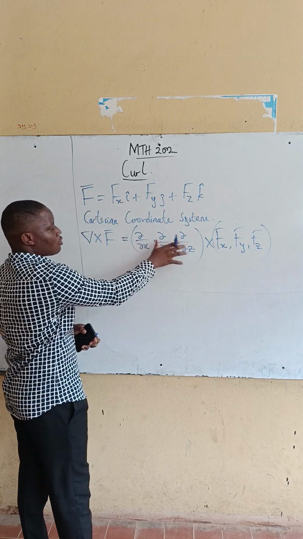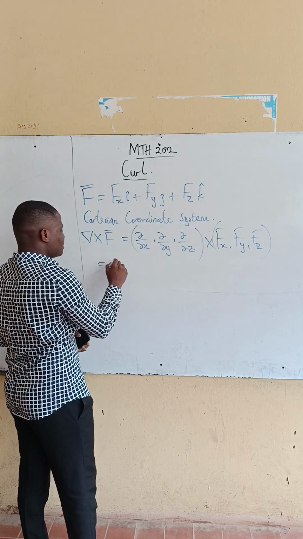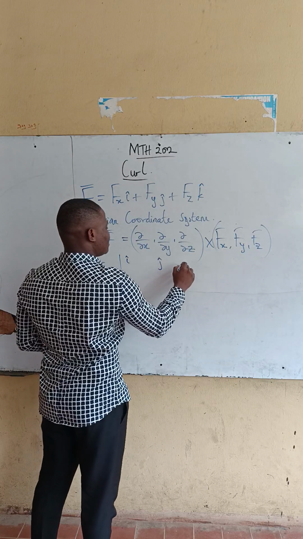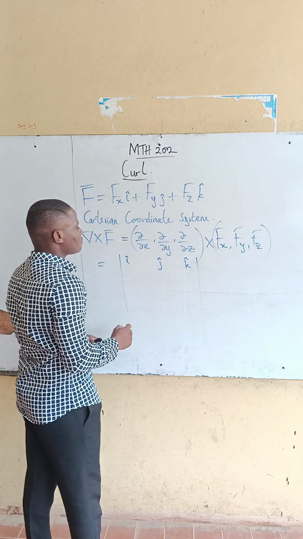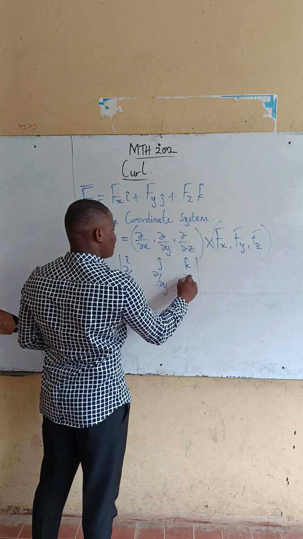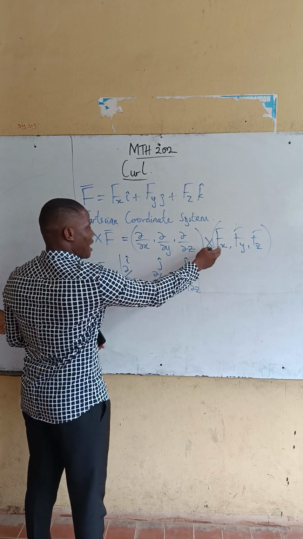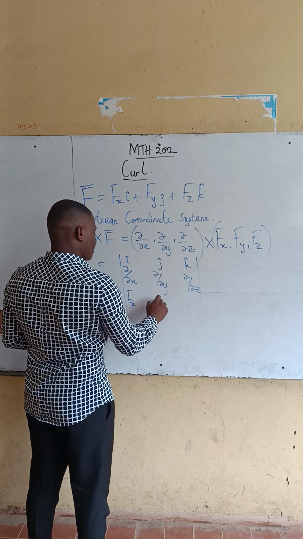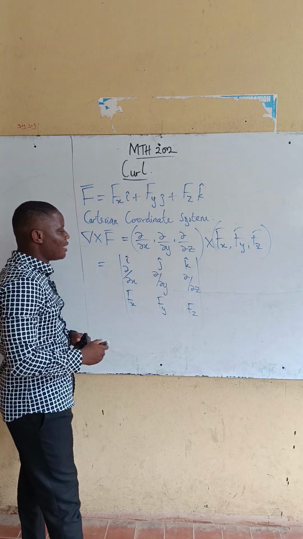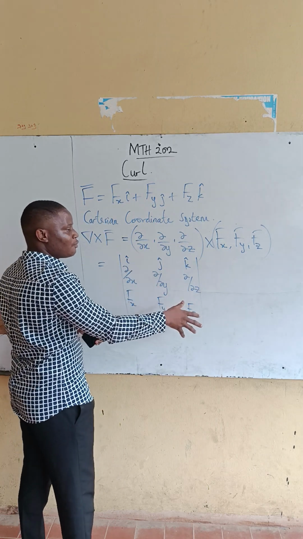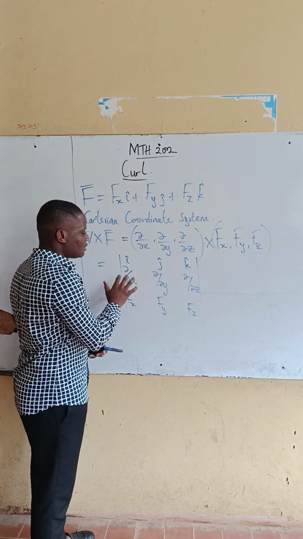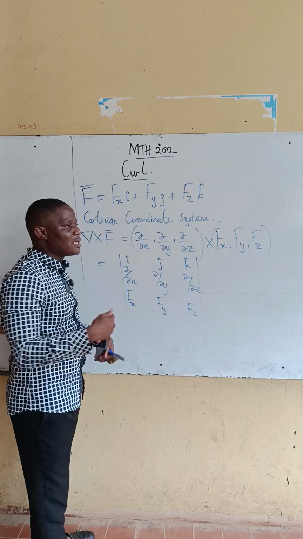So how do I find the curl of this? I use the determinant form. So I have my i component, the j component, and the k component. Then I have partial x, partial y, partial z. Then I write the other one: Fx, Fy, Fz. Then we go ahead and take the determinant. This is just a reminder of what you've been taught before. Then we take the determinant of this whole matrix to get our final answer.